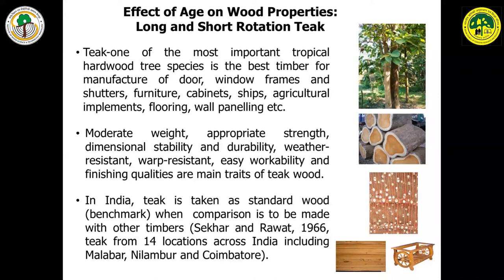Teak is actually light in weight, but at the same time it has very good strength properties, and it has very good dimensional stability because of the natural extractives present in the teak. It is very durable and weather resistant, warp resistant, easy to work, and it takes a very good finish, and the quality of the product is very good. So these are the main wood traits which teak has, and because of this it can be used for different applications. And in India, teak is also used as a standard, a benchmark species. So all the other species need to be compared with teak.